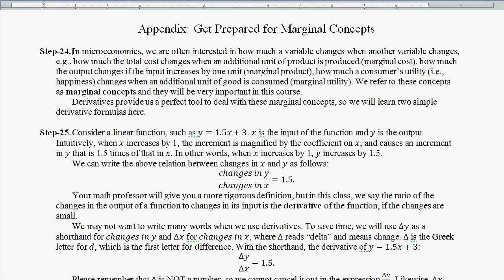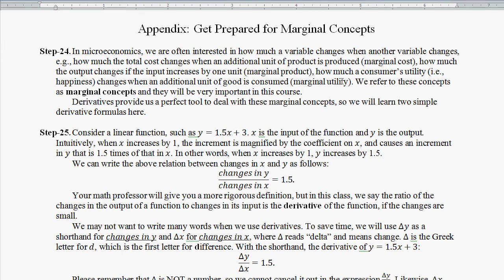We do need derivatives. In macroeconomics, we're often interested in how one variable changes when another variable changes. For example, when we're discussing costs, we want to know how much the total costs change when an additional unit of product is produced, and that's called marginal cost. When we're discussing production, we want to know how much the output changes if the input increases by 1 unit, and that is called the marginal product of inputs.